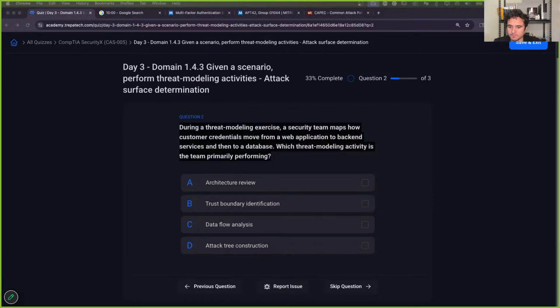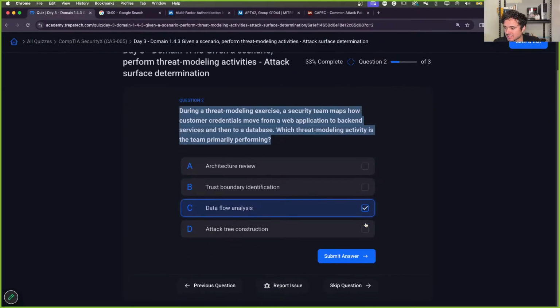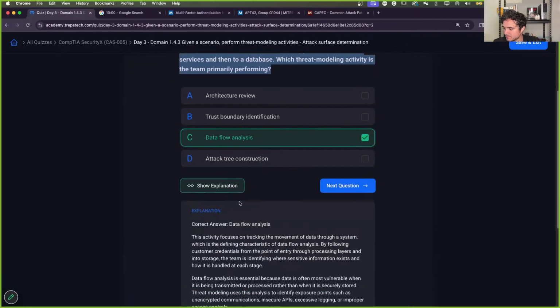Okay, question 2. During a threat modeling exercise, a security team maps how customer credentials move from a web application to back-end services and then to a database. Which threat modeling activity is the team primarily performing? That's data flow, right? That's data flow analysis. Yep.